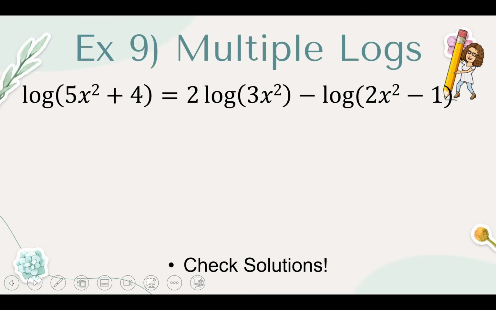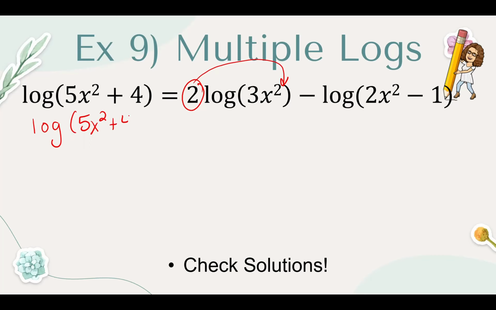And our last problem, this one's a big 'em, people. So first thing I see is I have a number in front of a log. So I'm going to go and put that up to being its exponent again, so that way I can condense this beast, make it not look as scary. So this would be log of, well, that's squared on both people, right? So that'd be 9x to the 4th, because I got to square him and square him, which multiply those exponents. Minus log of 2x squared minus 1.